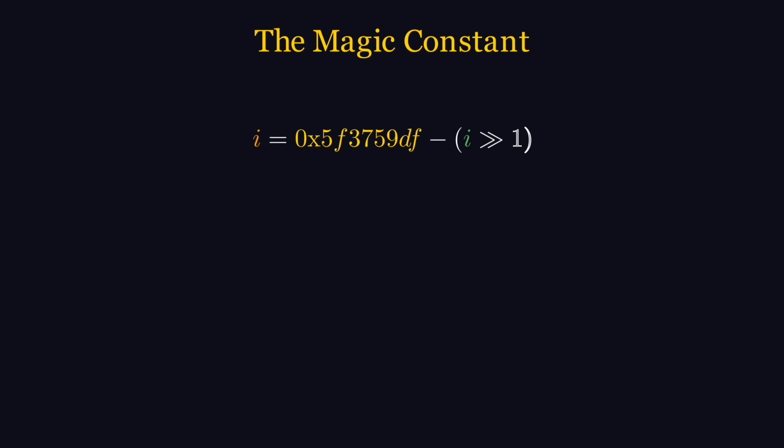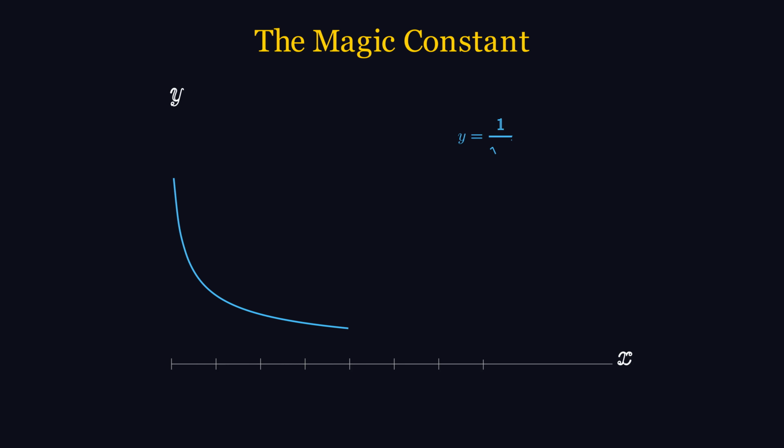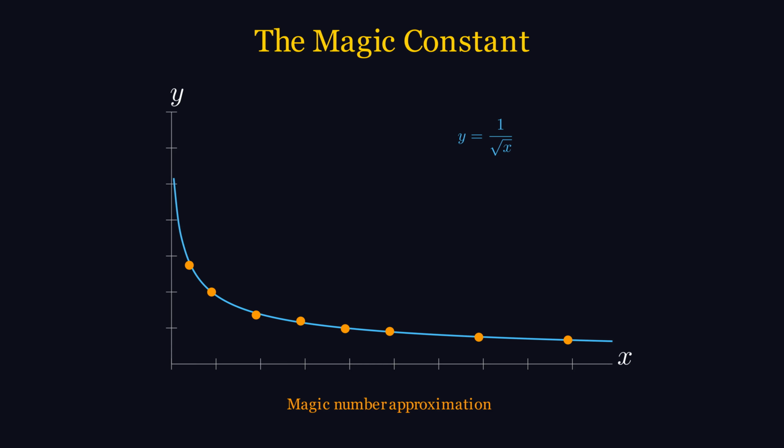But shifting bits messes up the mantissa and introduces a huge error. That's where the magic constant comes in. By subtracting our shifted bits from this specific hexadecimal number, we correct the error and simultaneously flip the value to get the inverse. If we plot the true inverse square root function and overlay the results of our bit shifting magic number, we get a curve that is roughly 97% accurate, with no division and no square roots.